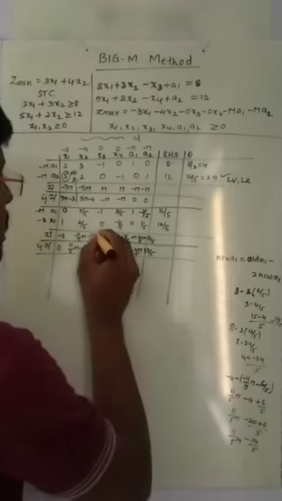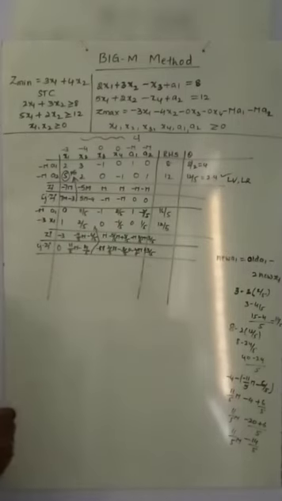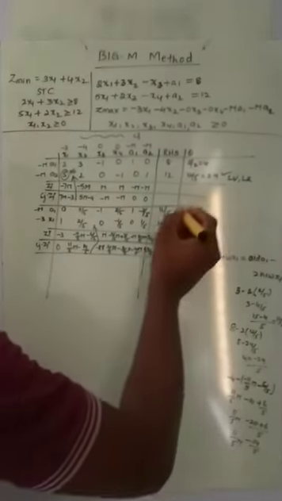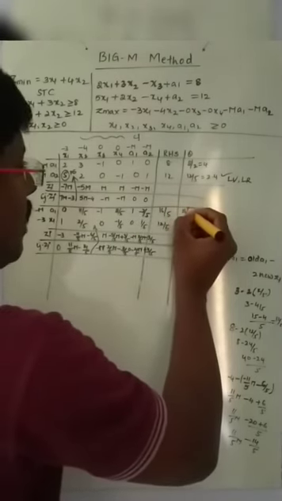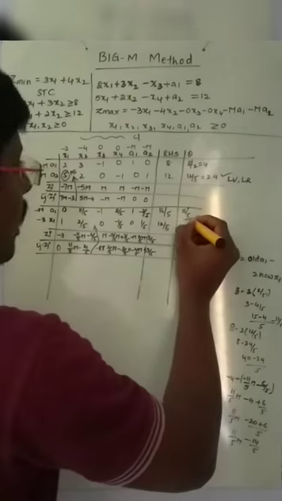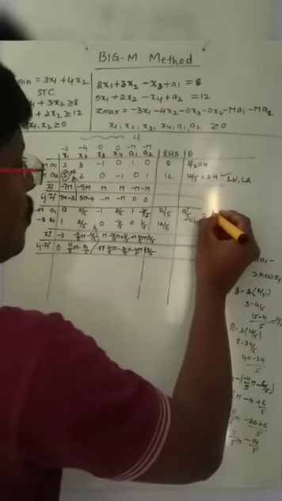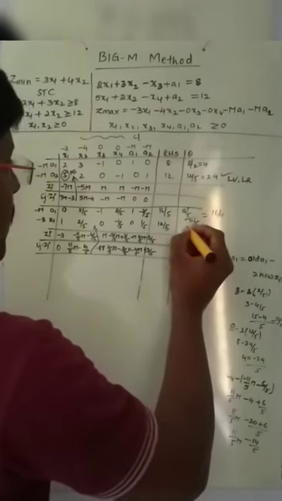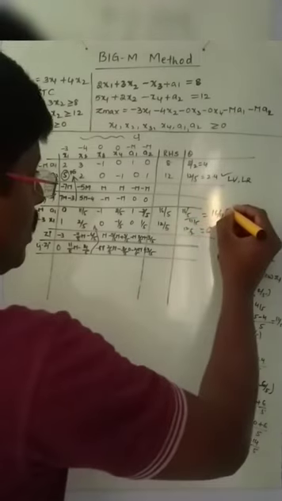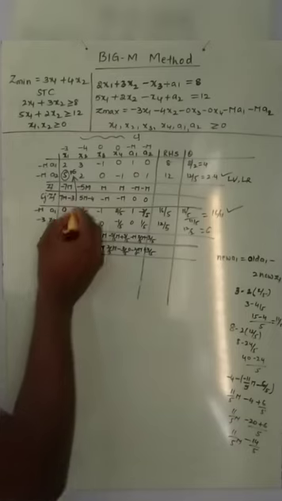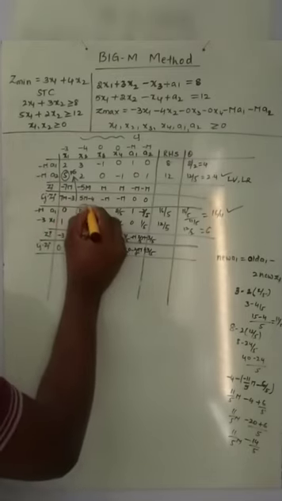This variable is entering into the basis. Which one is going out? We need to find out theta. So how are we finding? RHS 16 by 5 divided by 11 by 5, so this will give us 16 divided by 11. In the same manner we got 12 divided by 2, which becomes 6. So this one is the minimum value, so this becomes the pivot element.